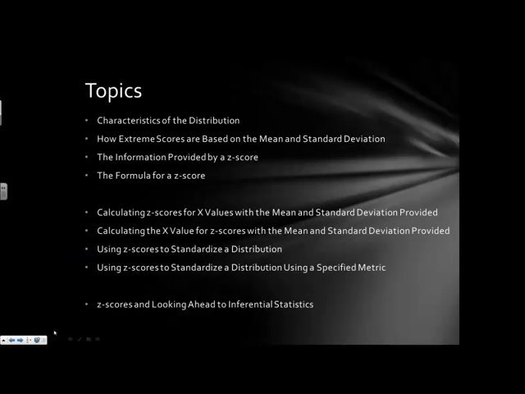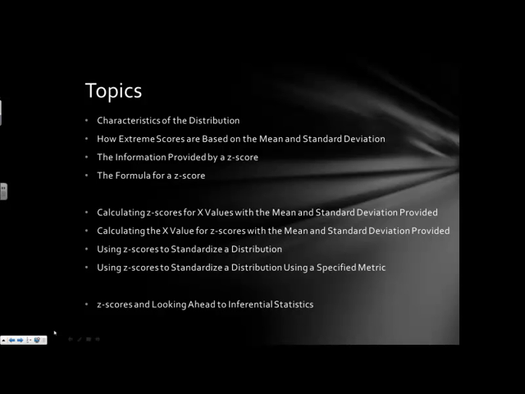So this lecture will cover the characteristics of the distribution, which is related to three topics that have already been covered this semester: shape, central tendency, and variability. Then I'll move on to how you can identify extreme scores based on the mean and the standard deviation. So if you remember from variability, it's not just, oh, my score is above or below the mean, but how far above or below the mean is it in terms of how far above or below the mean most scores are in the distribution. Then I will talk about the information that's provided by the z-score.